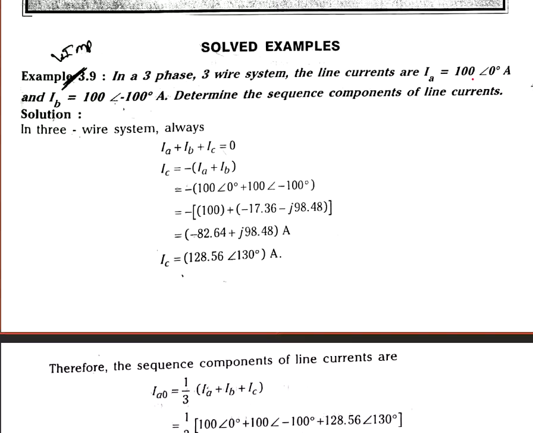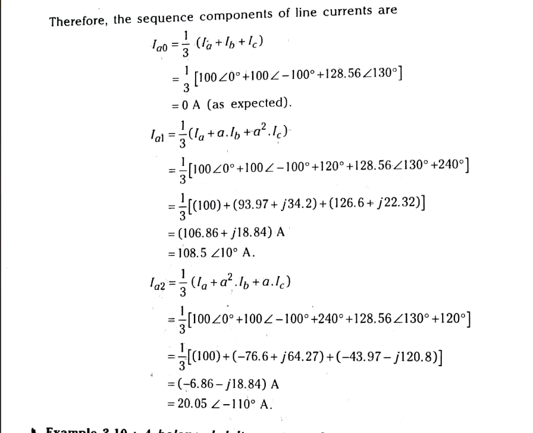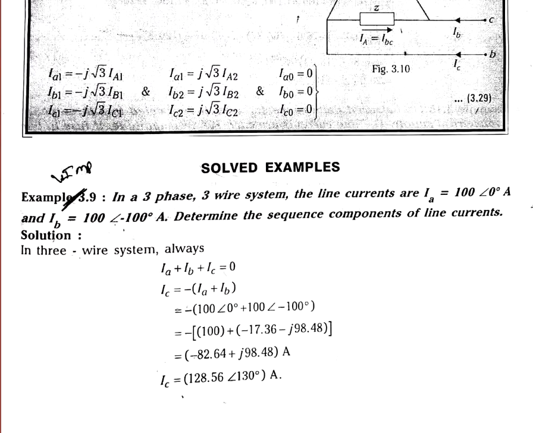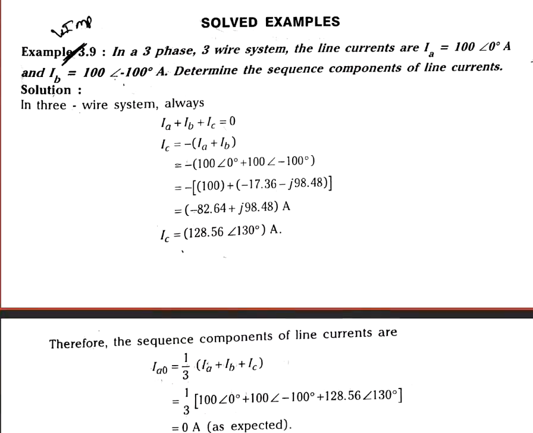Okay. We will see. We have a three-phase, three-wire system. The line currents are IA equals 100 at an angle 0, IB equals 100 at an angle minus 100. Determine the sequence components of line currents. So what do we need to determine? We need to determine IA naught, IA1, IA2. IB naught is not necessary. Only IA naught, IA1, IA2 are required. Now let us see. I will draw here.